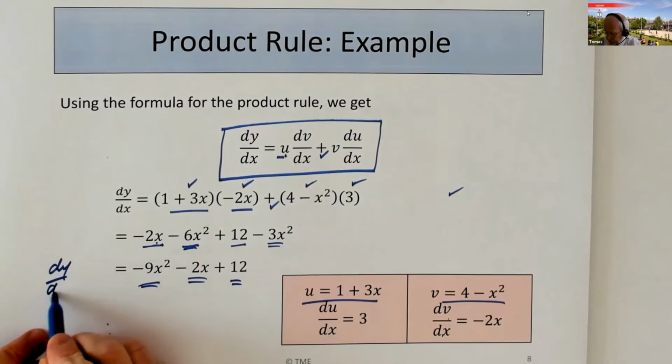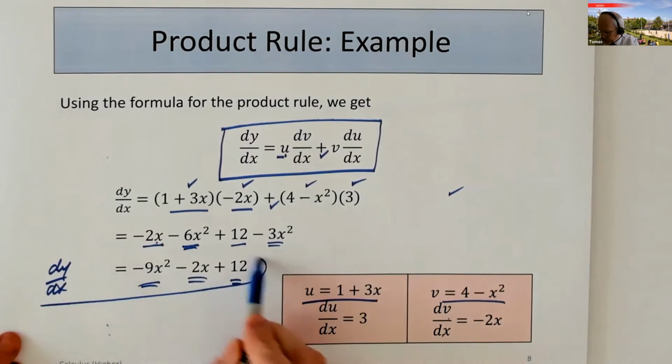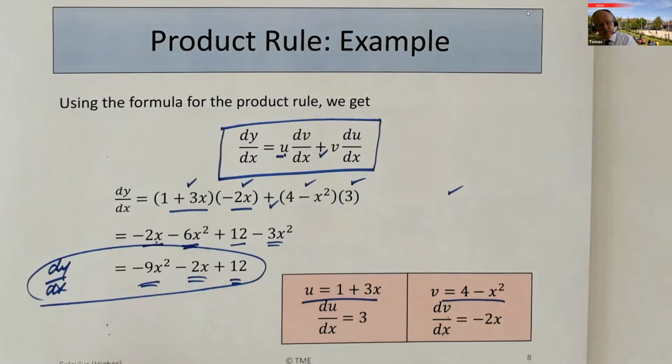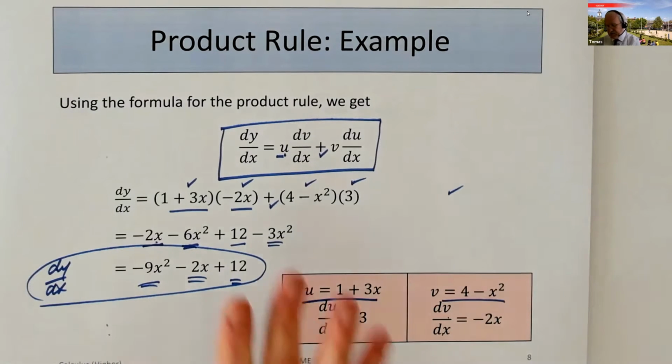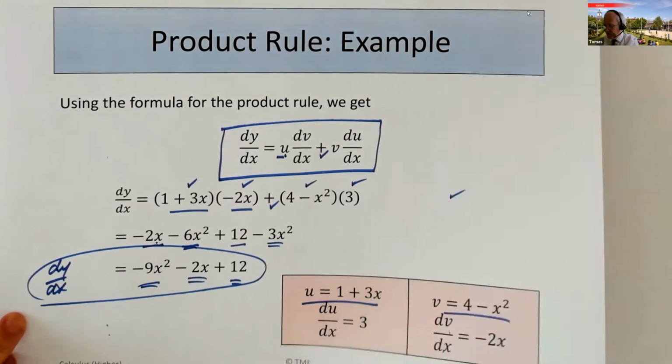So dy dx, and note what I've done here. dy dx is equal to this. There is no mention of u or v in the answer. So it's a complete answer. The u and the v have gone. The magic is, it's been used, come in, went, disappeared, and that's my answer. So I've got that right.